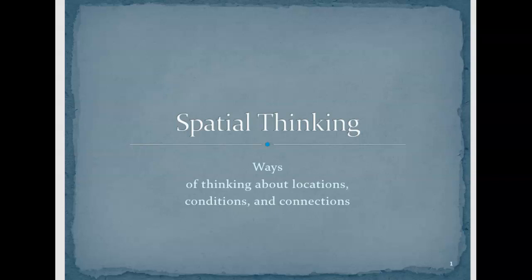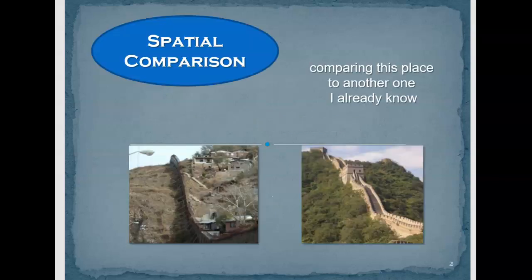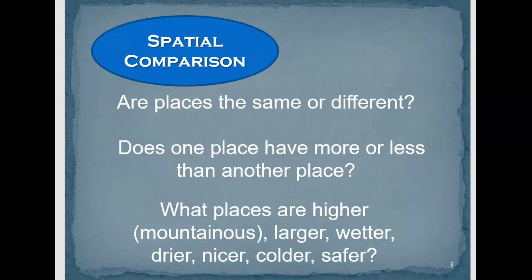Today we're going to be learning about spatial thinking. Spatial thinking, looking at ways of thinking about locations, conditions, and connections. One way is spatial comparison. When we're thinking of spatial comparison, we're comparing one place that we know to another place. Some questions we might ask comparing places are: are the places the same or are they different? Does one place have more or less than another place?